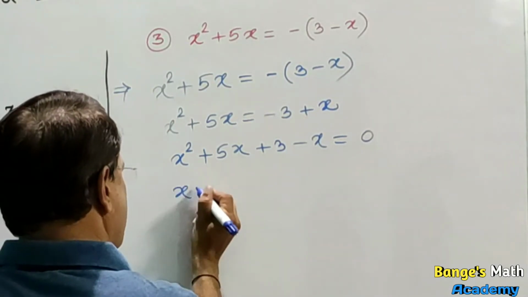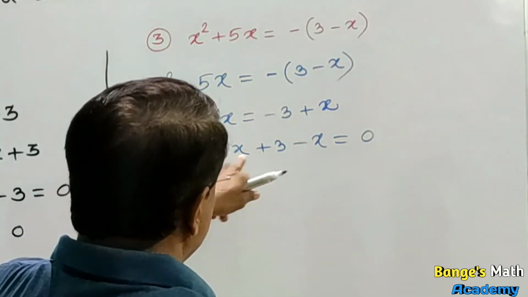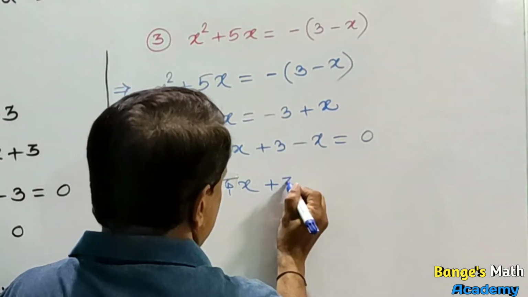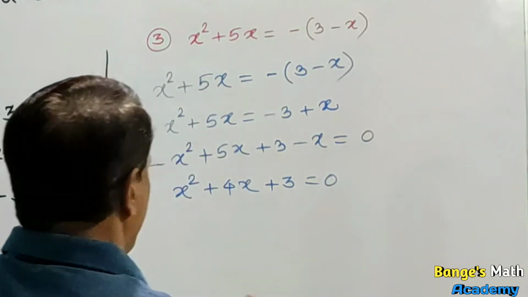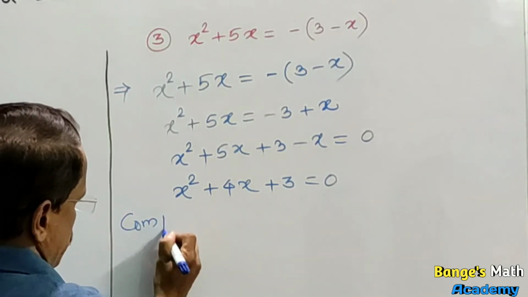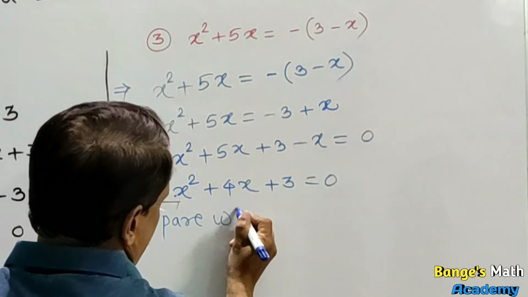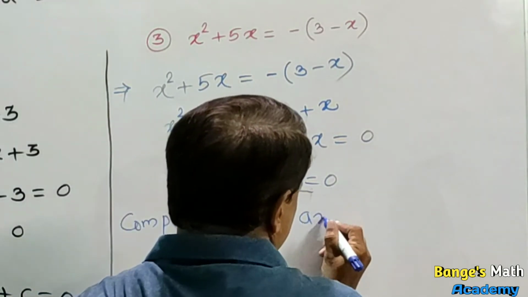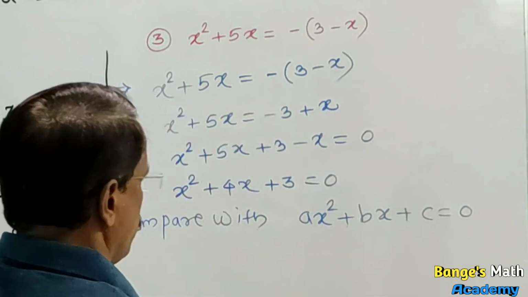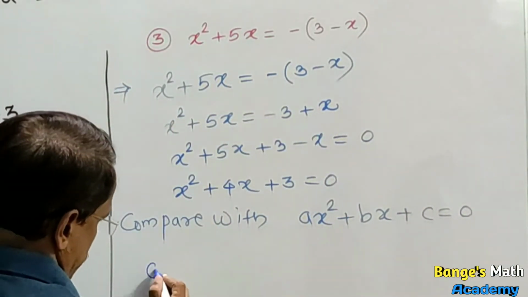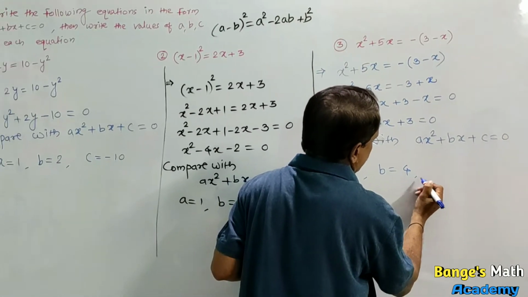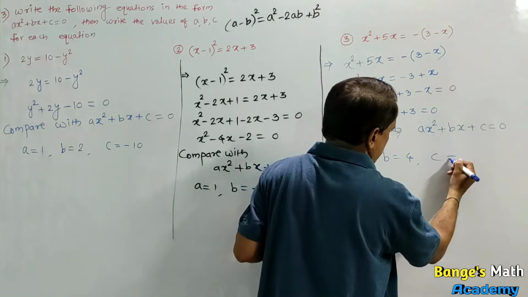Simplify this. x square plus 5x minus x plus 3 is equal to 0, that is, x square plus 4x plus 3 is equal to 0. So we convert the given equation in the form ax square plus bx plus c is equal to 0. Compare with ax square plus bx plus c is equal to 0. Then the value of a is 1, the value of b is plus 4, the value of c is plus 3.